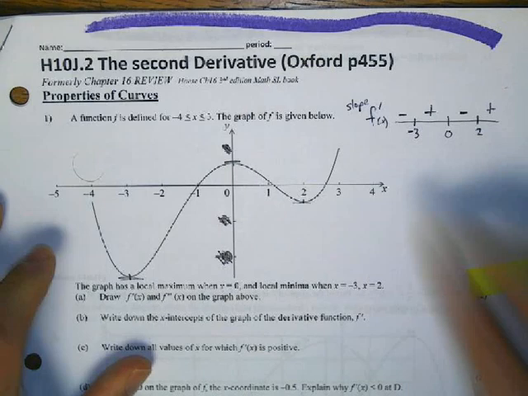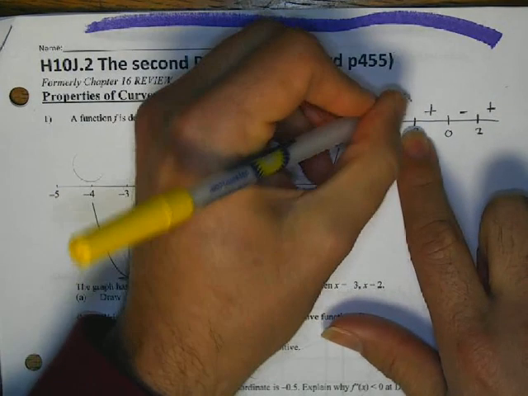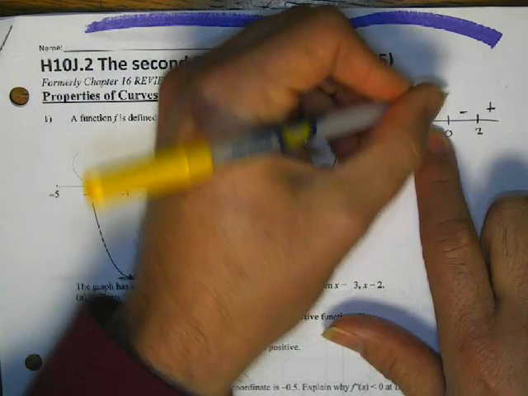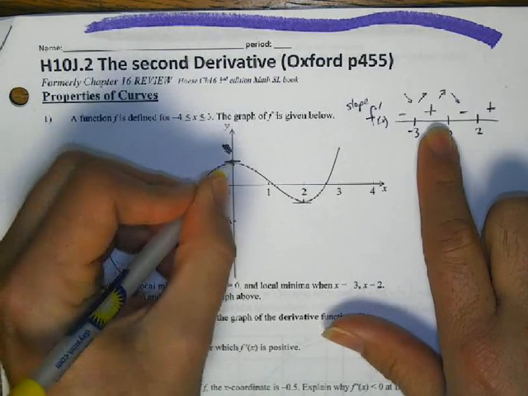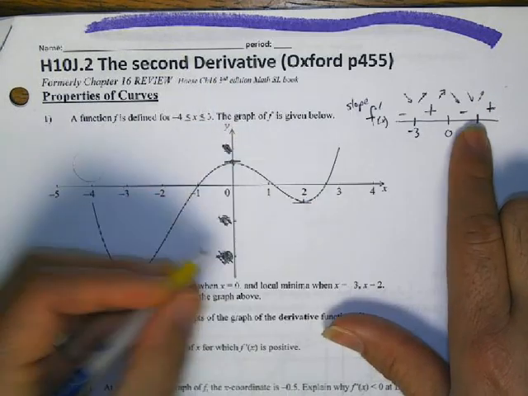Okay, so whenever we go from a negative slope to a positive slope, we've got a minimum. When we go from a positive slope to a negative slope, we've got a maximum. And when we go from a negative slope to a positive slope, we've got another minimum.